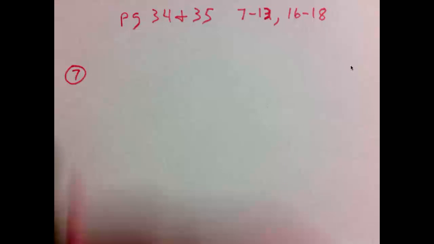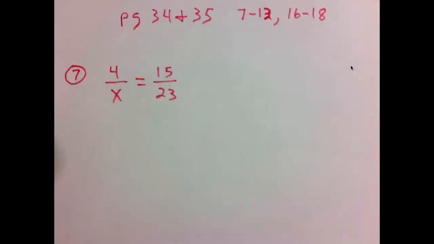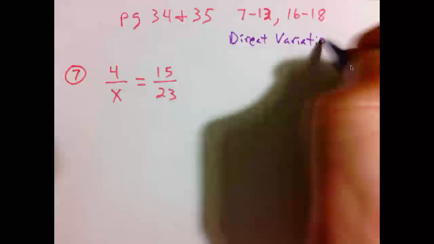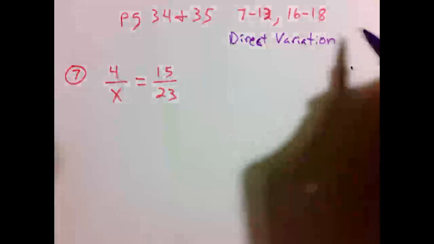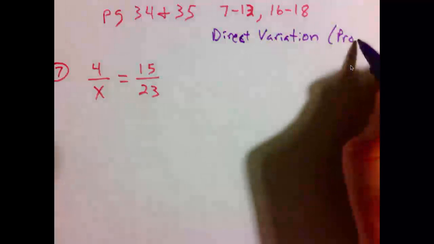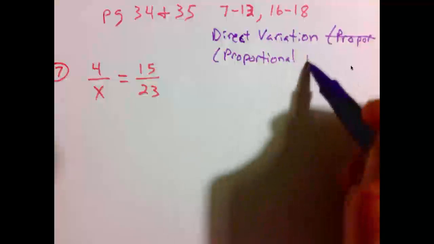Problem number 7 says we have 4 divided by x equals 15 over 23. Well, this assignment is going to help us with the previous notes or develop some ideas from the previous notes. The previous notes talked about direct variation. A direct variation is a proportional relationship.